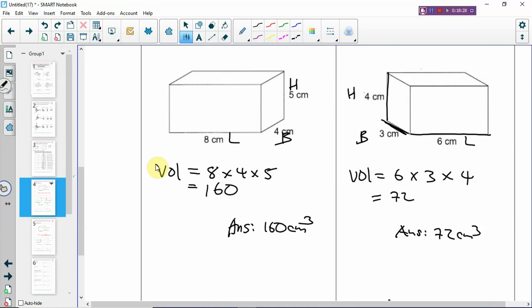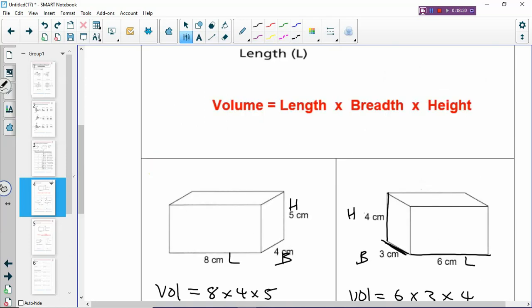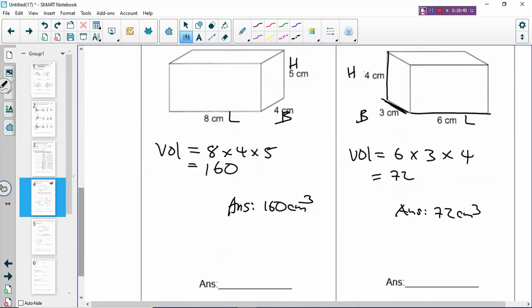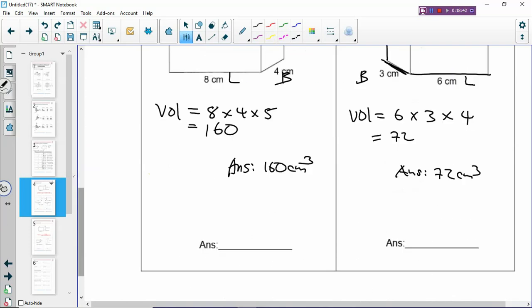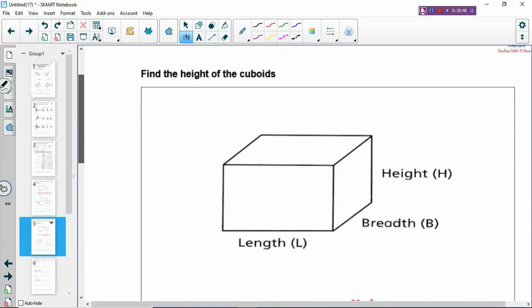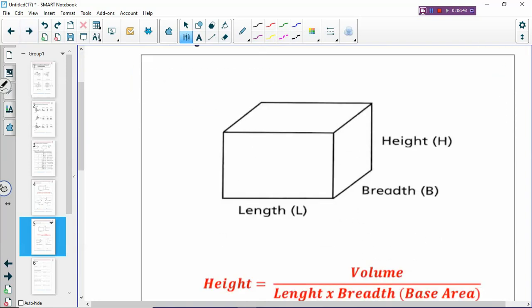So you have to memorize. Okay, you have to memorize the important formula here. Alright, this is important because in all volume problems, you will definitely be asked to find volume. Okay, let's go on to the next one. Okay, and now you are going to find the height of the cuboids. So how do you find the height of the cuboid?